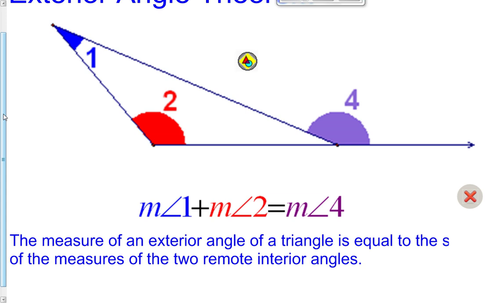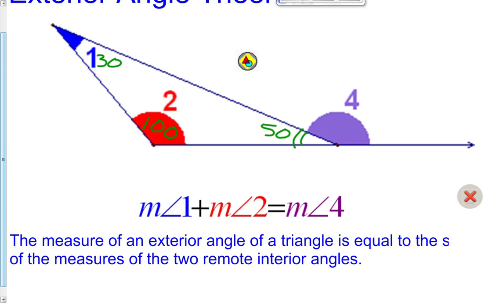Let's again use some simple numbers so we can get a view of what this looks like. Let's say angle 2 is 100 degrees. It looks obtuse, so we'll call it 100 degrees. Let's say angle 1 is 30 degrees. Well, there has to be 180 degrees in a triangle. So if we have 130 between angle 1 and angle 2, this angle has to be 50 degrees. So 100 plus 50 is 150, plus 30 is 180.